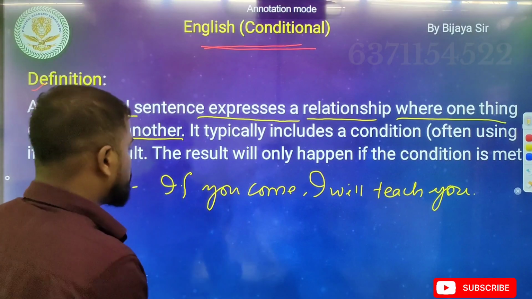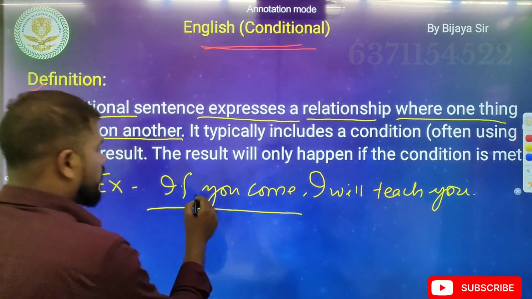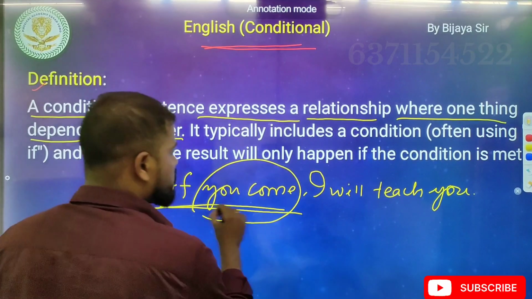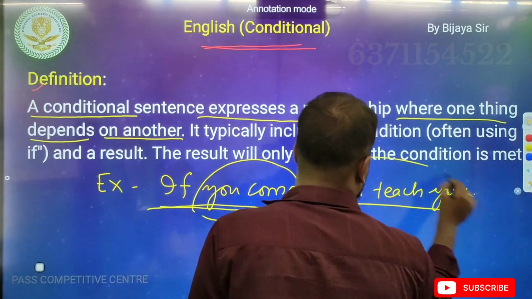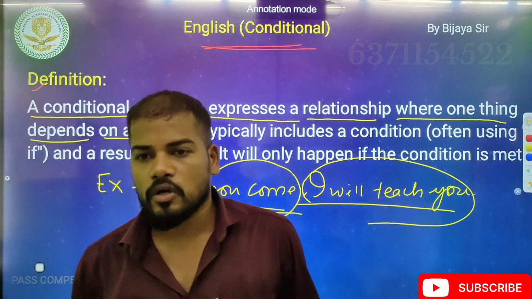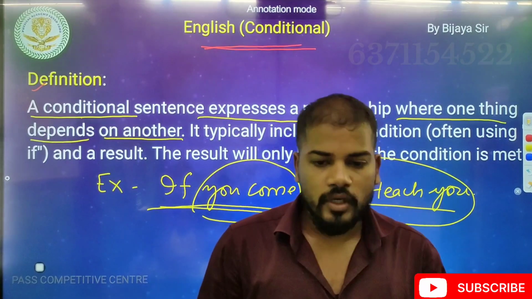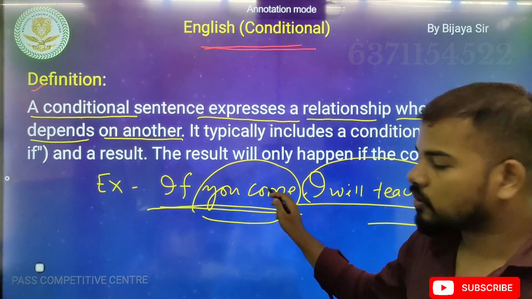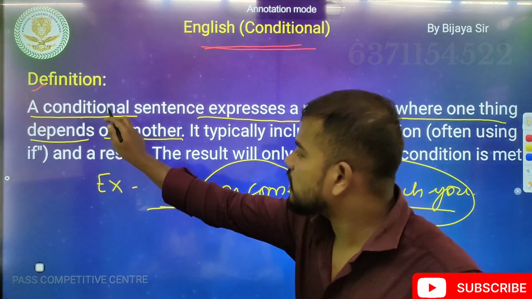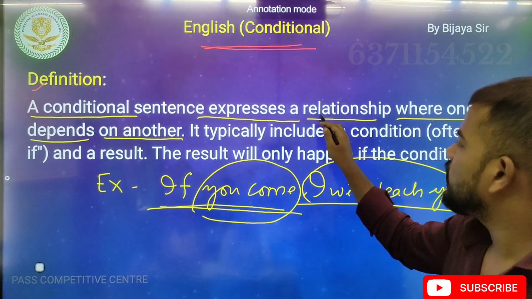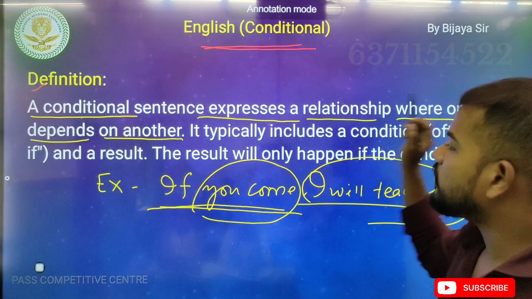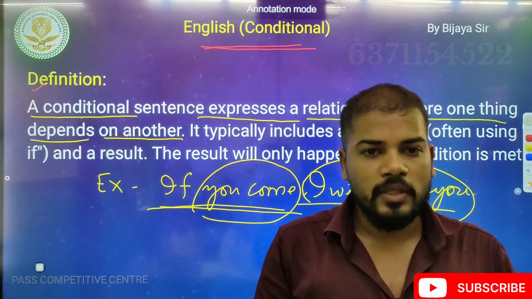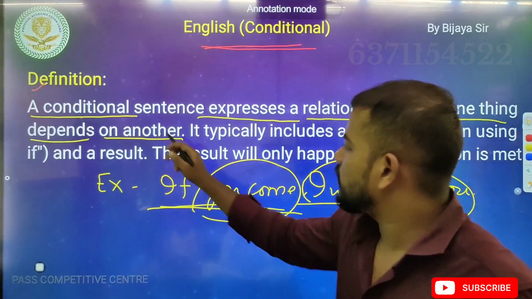Look at the sentence, dear student. If you come, here this part of the sentence is dependent on the other part of the sentence. If you will not come, I will not teach you. If you will come, I will teach you. It means one part of the sentence is dependent on the other part. So our definition: a conditional sentence expresses a relationship where one thing depends on another. It's a relationship where one thing is dependent on another thing.